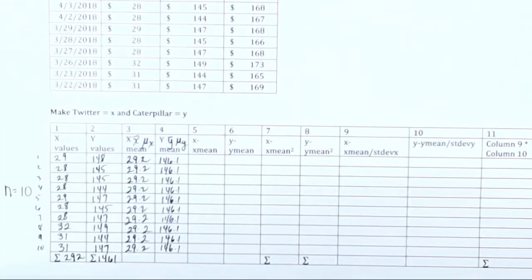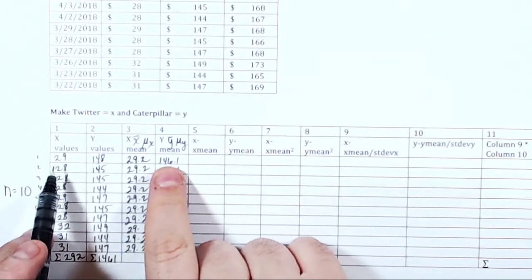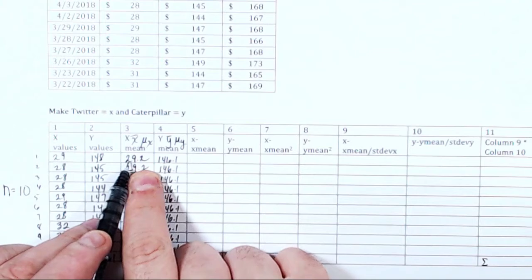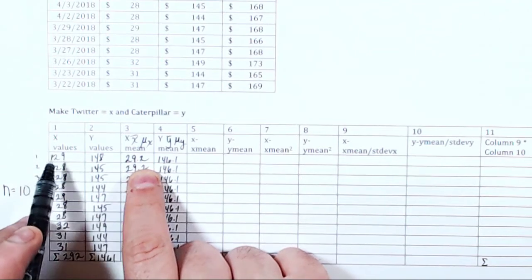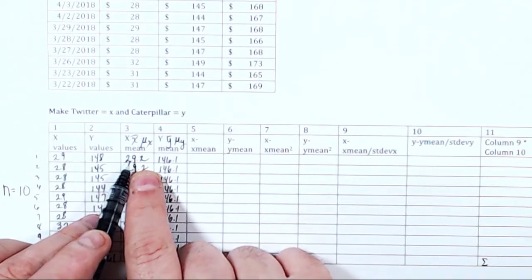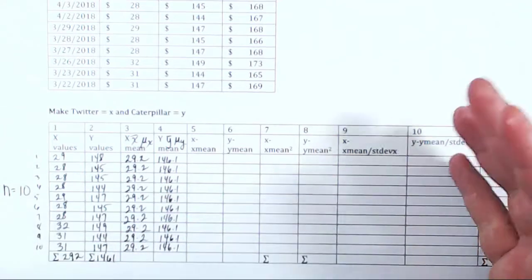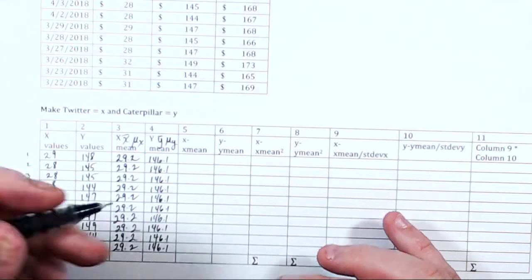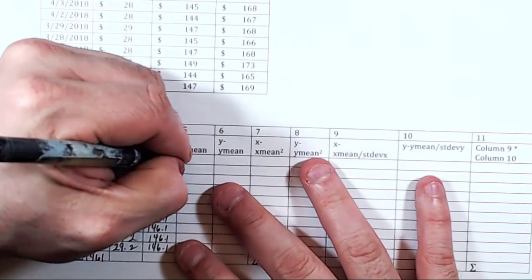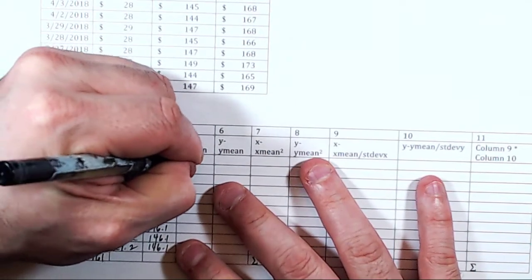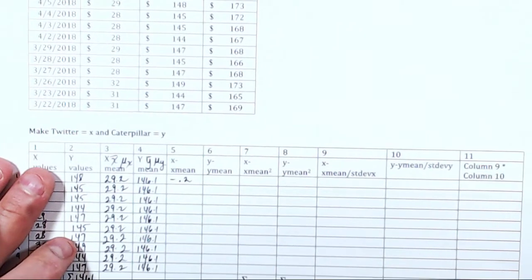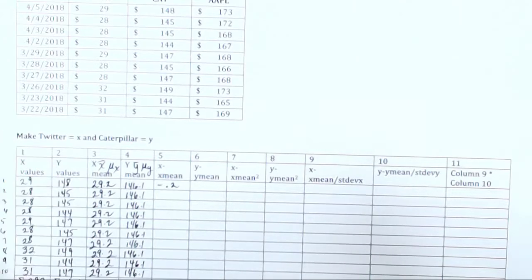X minus X mean. Oh boy, what does this mean? Well, what it means is for you to take 29 and subtract out 29.2. So 29 minus 29.2 means that X minus X mean is negative 0.2. Okay, that's literally what it means. Negative 0.2. But it's important that you understand what's going on visually.